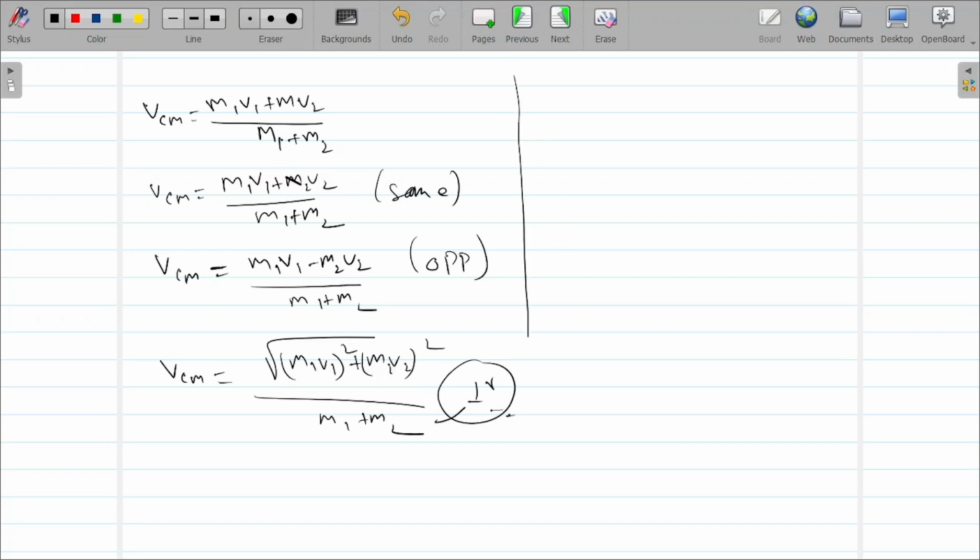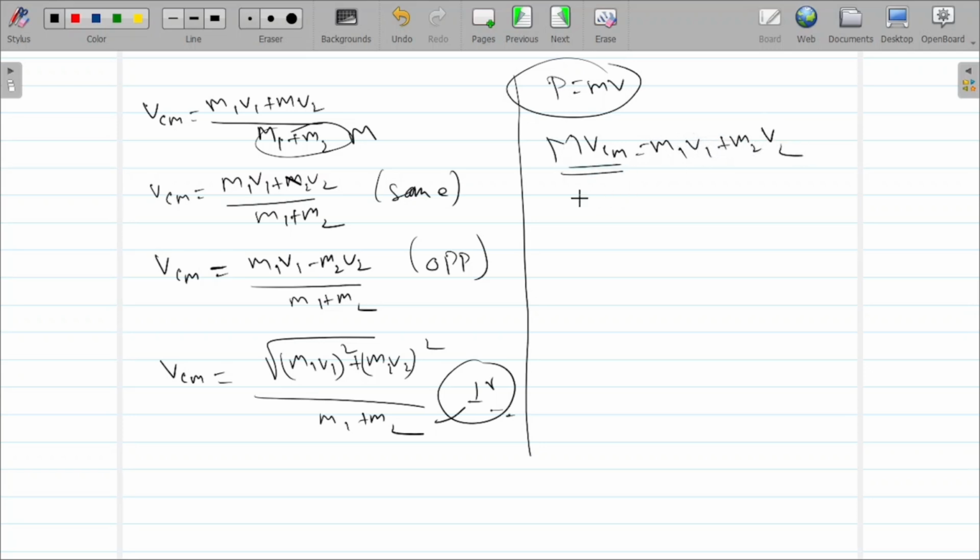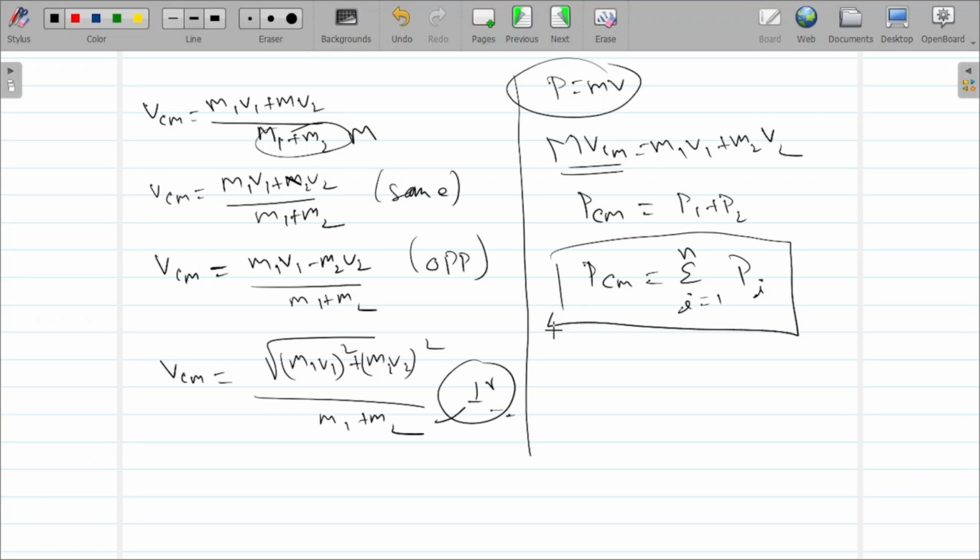Then what about momentum? What is the formula for momentum? Momentum is nothing but mv. So if this total mass I consider as m, and if I take that side, then that will be m vcm equal to m1 v1 plus m2 v2, right? So mv is nothing but momentum, so it's pcm, momentum of center of mass, equal to p1 plus p2 and so on, right? So simply this will be written as summation i equal to 1 to n of pi. Okay, this is for momentum of center of mass.